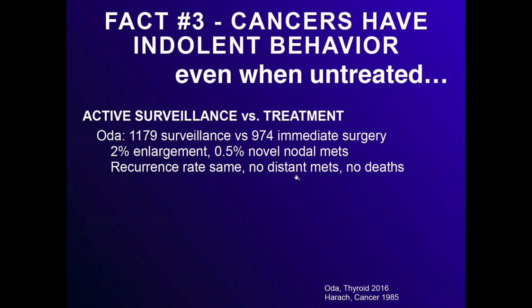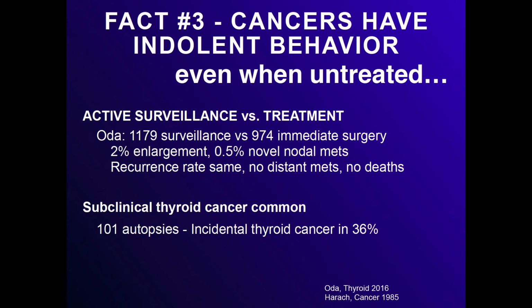There were no patients that had metastases to structures outside the lymph nodes, distant metastases, and there were no patients that died. So in the end, if you're looking at death, or if you're looking at recurrence rate as the end marker, they did the same without treatment or with delayed treatment.